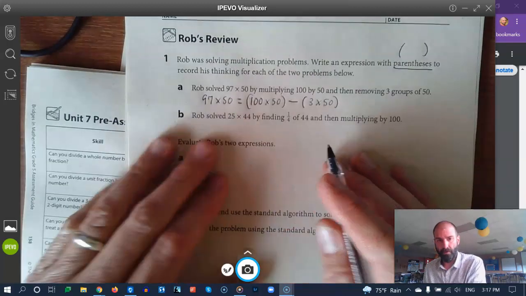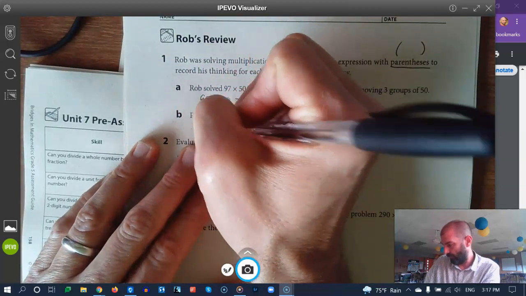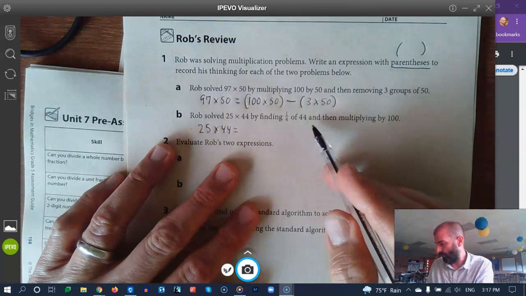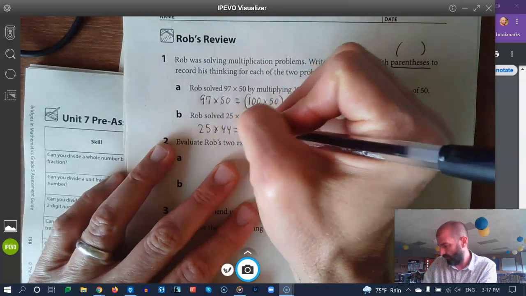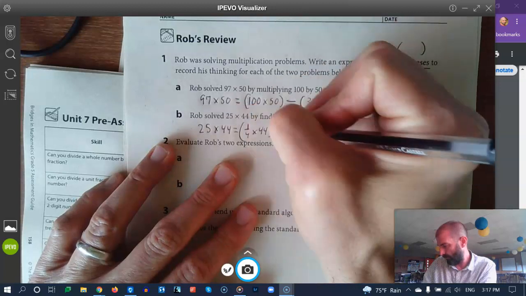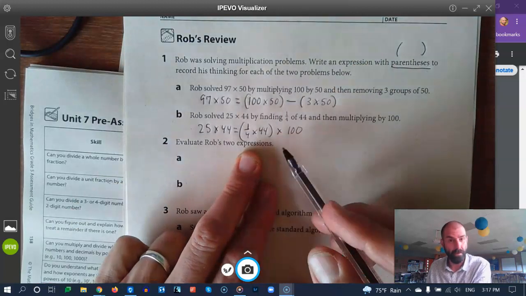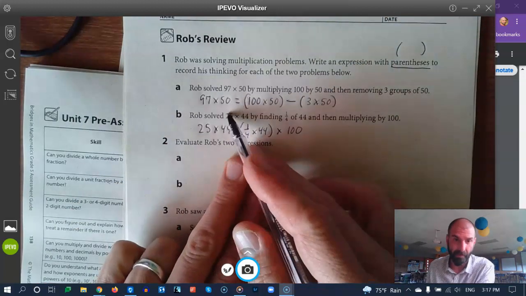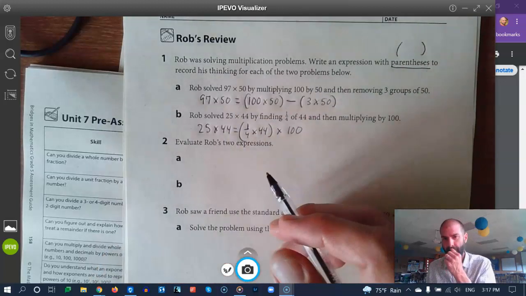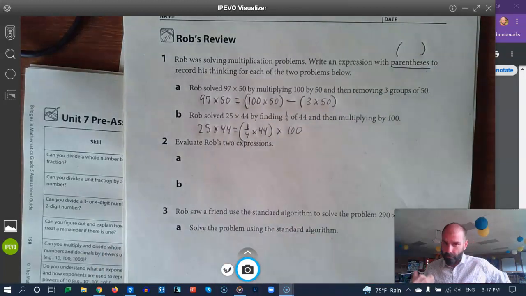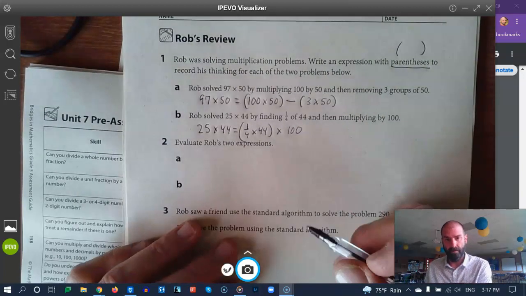Rob solved 25 by 44, by finding 1/4 of 44 and then multiplying it by 100. So 1/4 of 44 and then multiplied that by 100. Why is that? Because 1/4 is equal to what? 0.25, and 0.25 is 100 times less than 25. So again, this is a review. This is why we're doing this every day now, so that you bring back and recall some of the math that we've gone over.